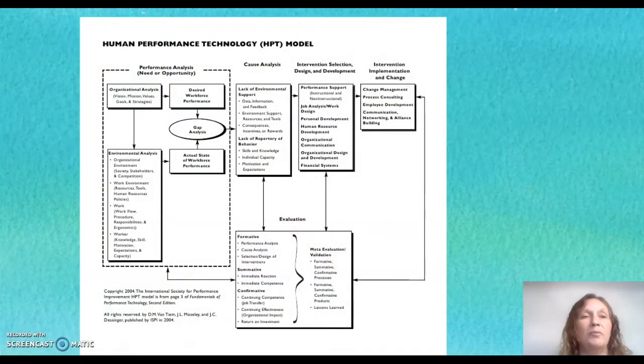In human performance technology, you start with identifying a performance problem. In the classroom setting, this can be accomplished by the teacher giving a pretest to the class to see what they know about a subject.